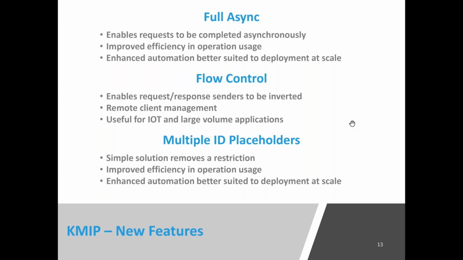Multiple ID placeholders. We're now getting down into the minutiae of a KMIP system. Within a KMIP system, you can do a locate on multiple items. They will get an internal ID placeholder. What we've effectively done is said, can you please hang on to those so that I can come back and perform another operation on what you've located for me. A very, very simple solution to a multiple round trip problem. So again, improving the efficiency of the messaging and enhancing the automation for larger deployments. Next slide, please.